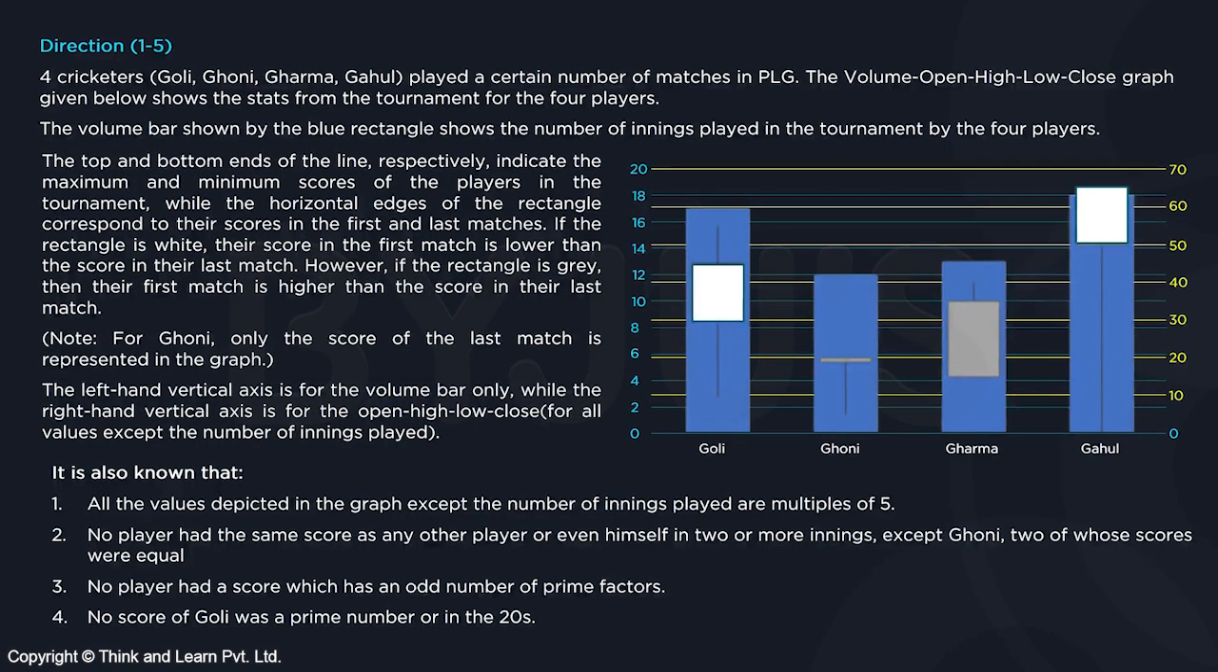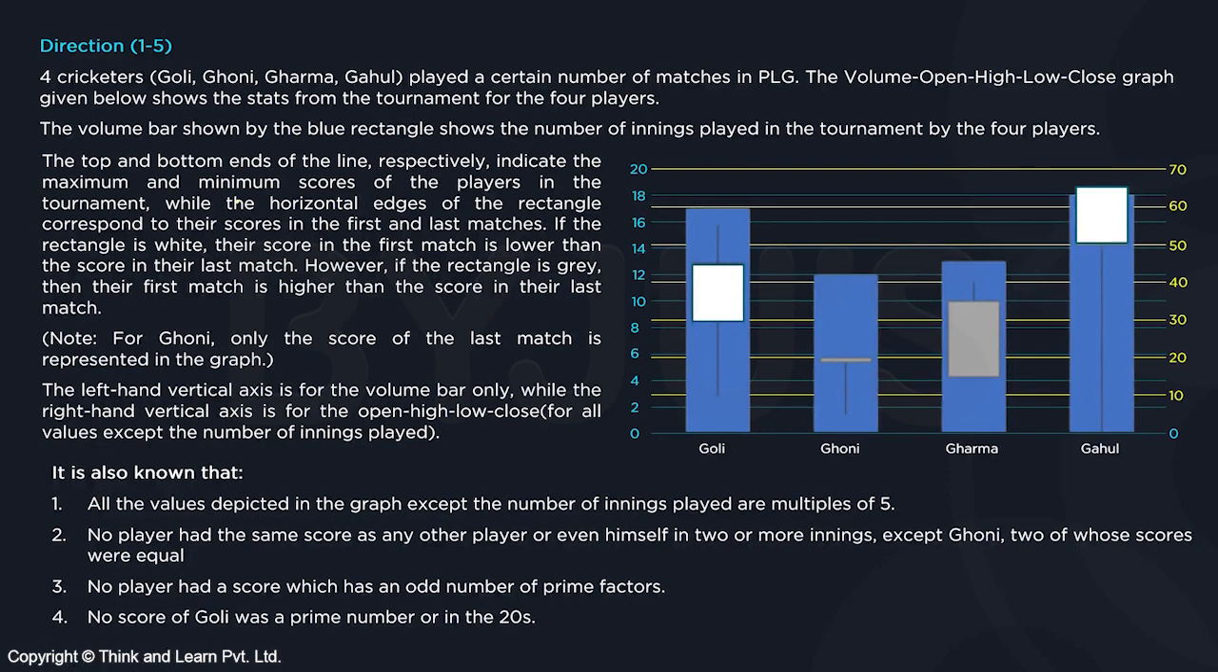The volume bar shows the blue rectangle, which shows the number of innings played in the tournament by the 4 players. So, if you look at the blue rectangles, it shows the number of tournaments played by the 4 players.